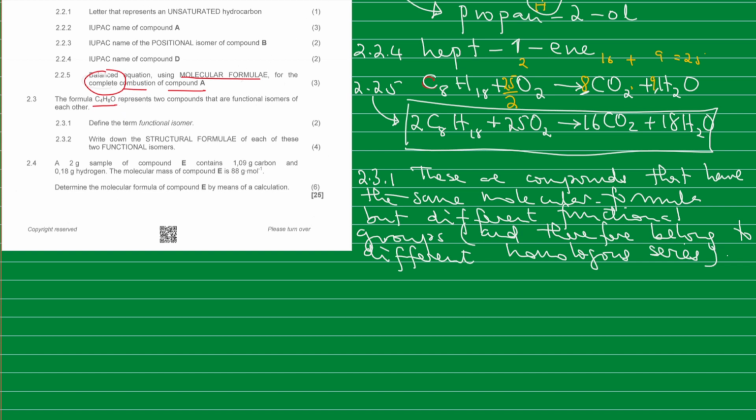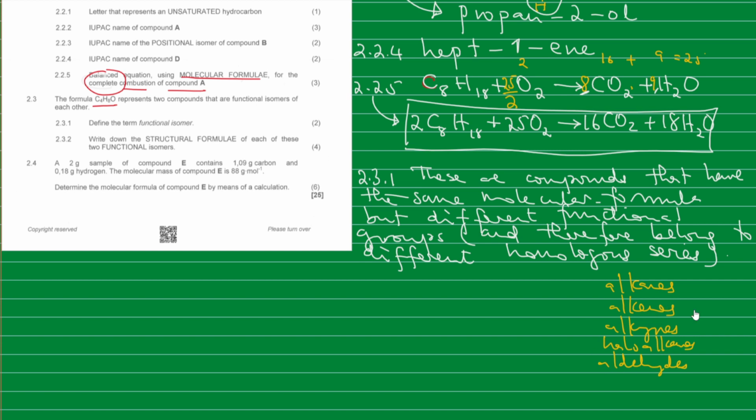When you talk about homologous series again, remember we are talking about alkanes, alkenes, alkynes, haloalkanes, aldehydes, alcohols, carboxylic acids, ketones, esters.